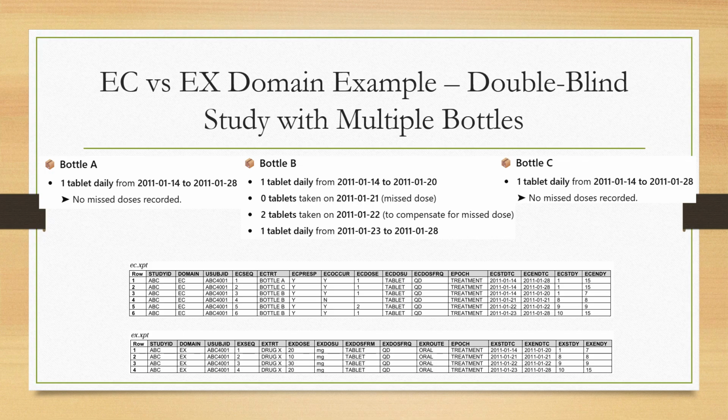So in this way, you can see that when we are populating the data in EX, we will populate only the data regarding the exposure, the drug the subject has actually taken, and the units will be as mentioned in your protocol. Whereas EC is the dataset where we are capturing or populating the records as captured in your CRF form.